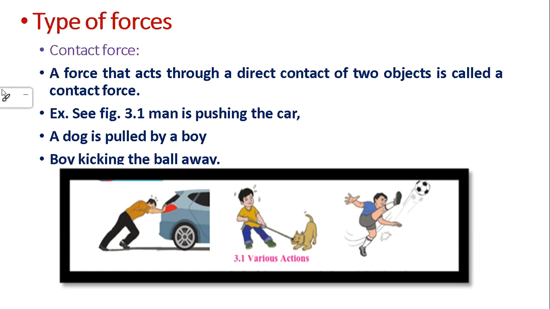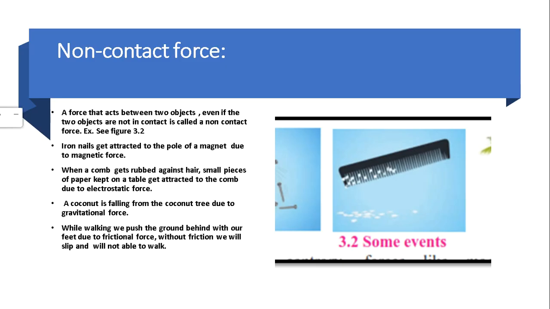Definition of contact force: a force that acts through a direct contact of two objects is called a contact force. For example, if you are seeing the figure here, you can see in the first figure a man is pushing the car. In the second figure you can observe a dog is pulled by a boy. In the third figure you can observe that a boy is kicking the ball away. All these are examples of the contact forces. Now, non-contact force.